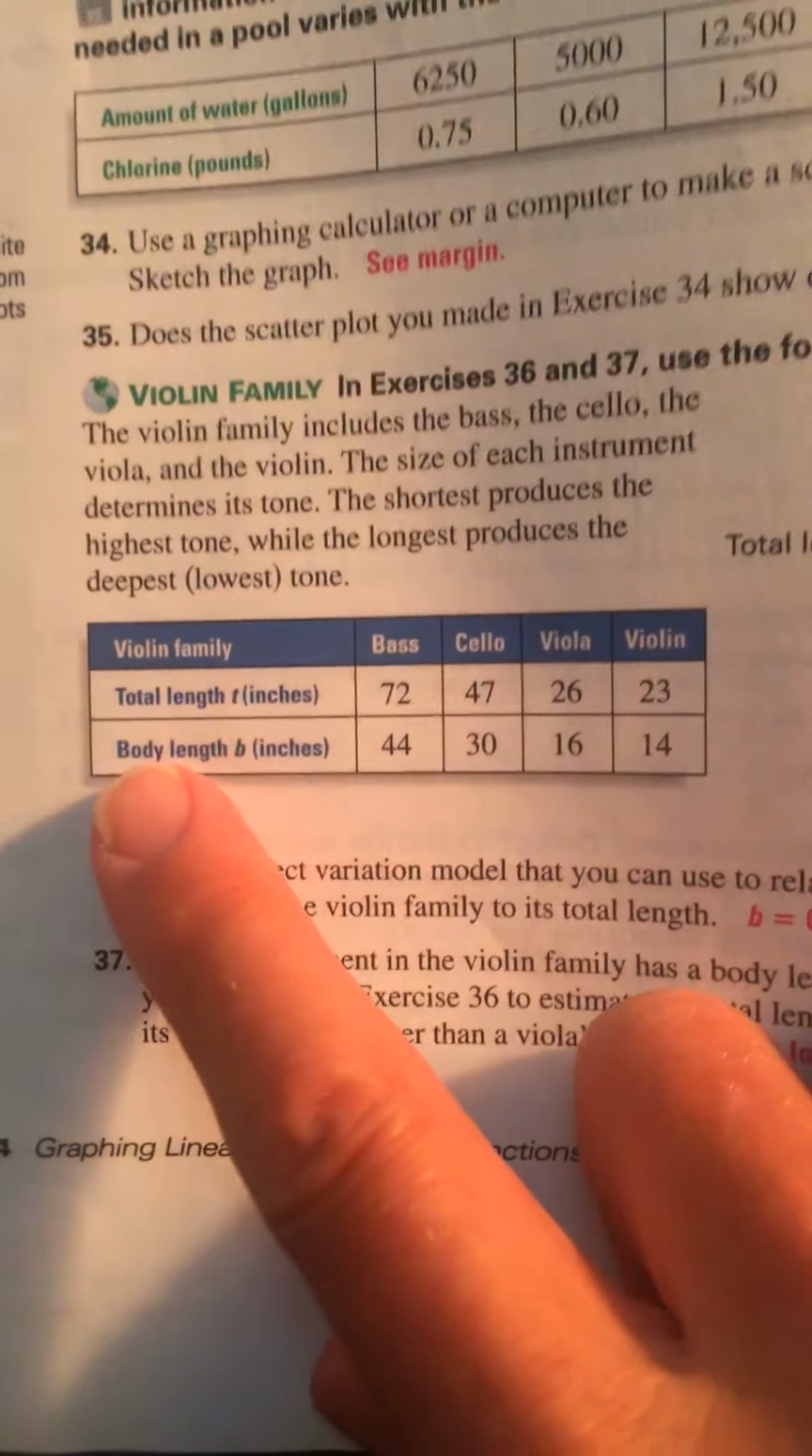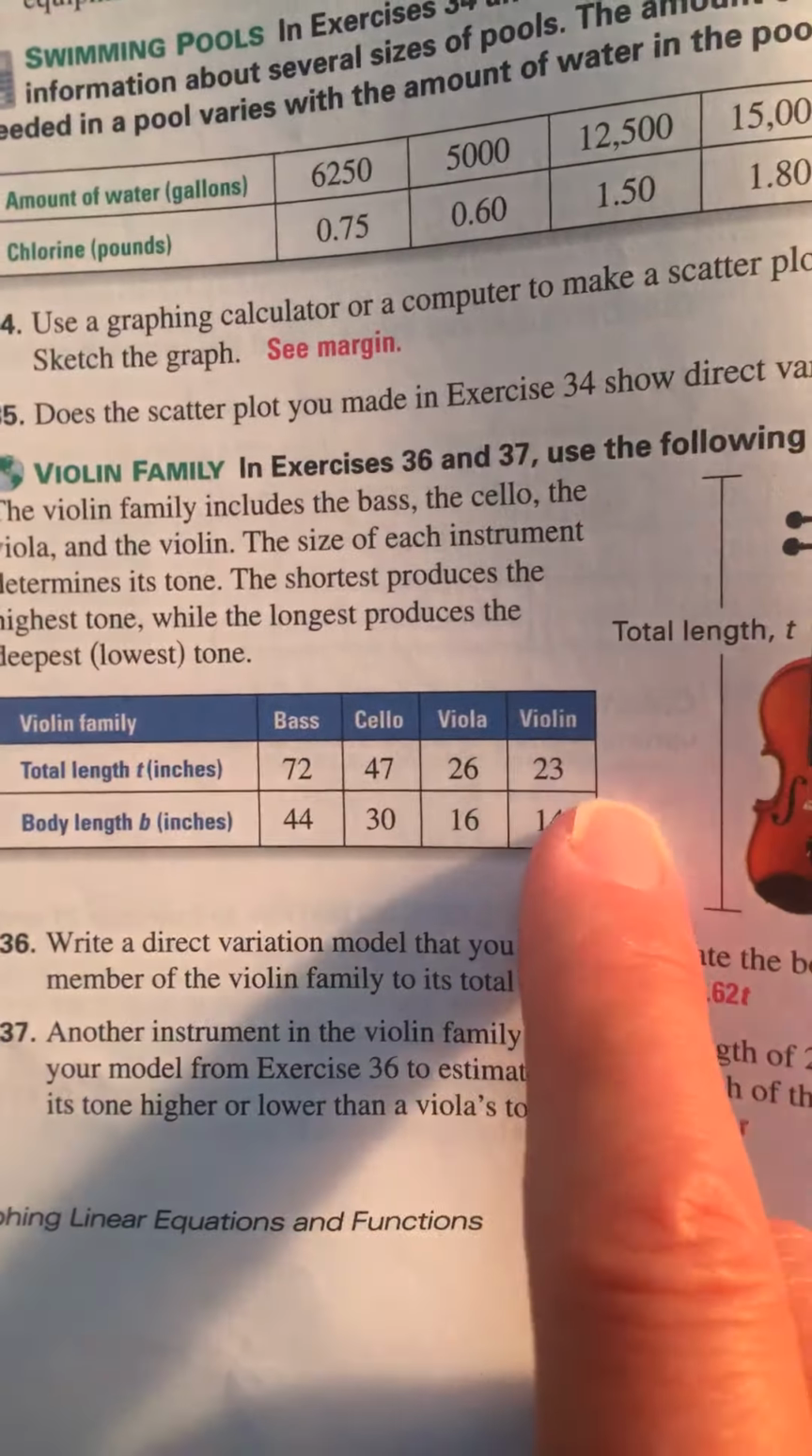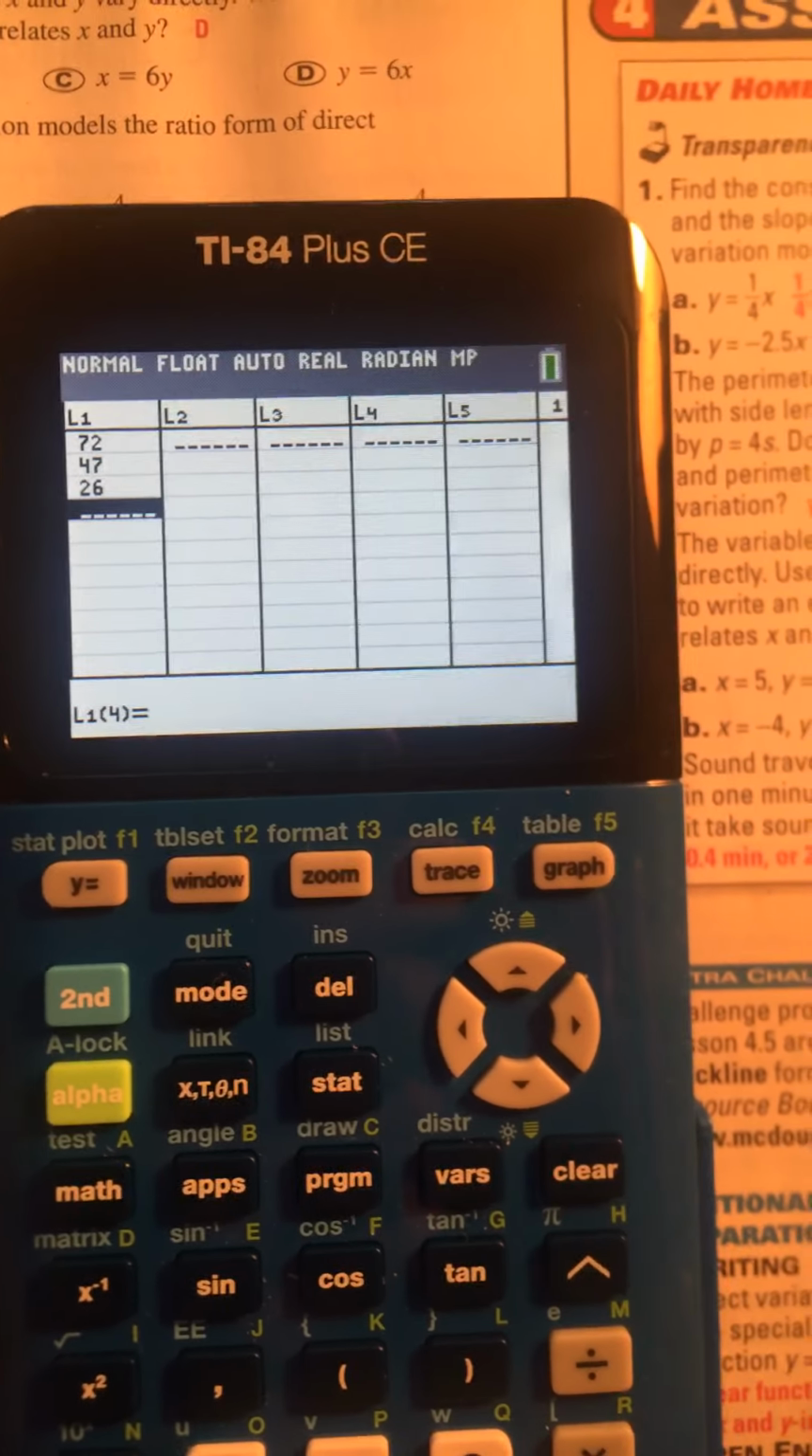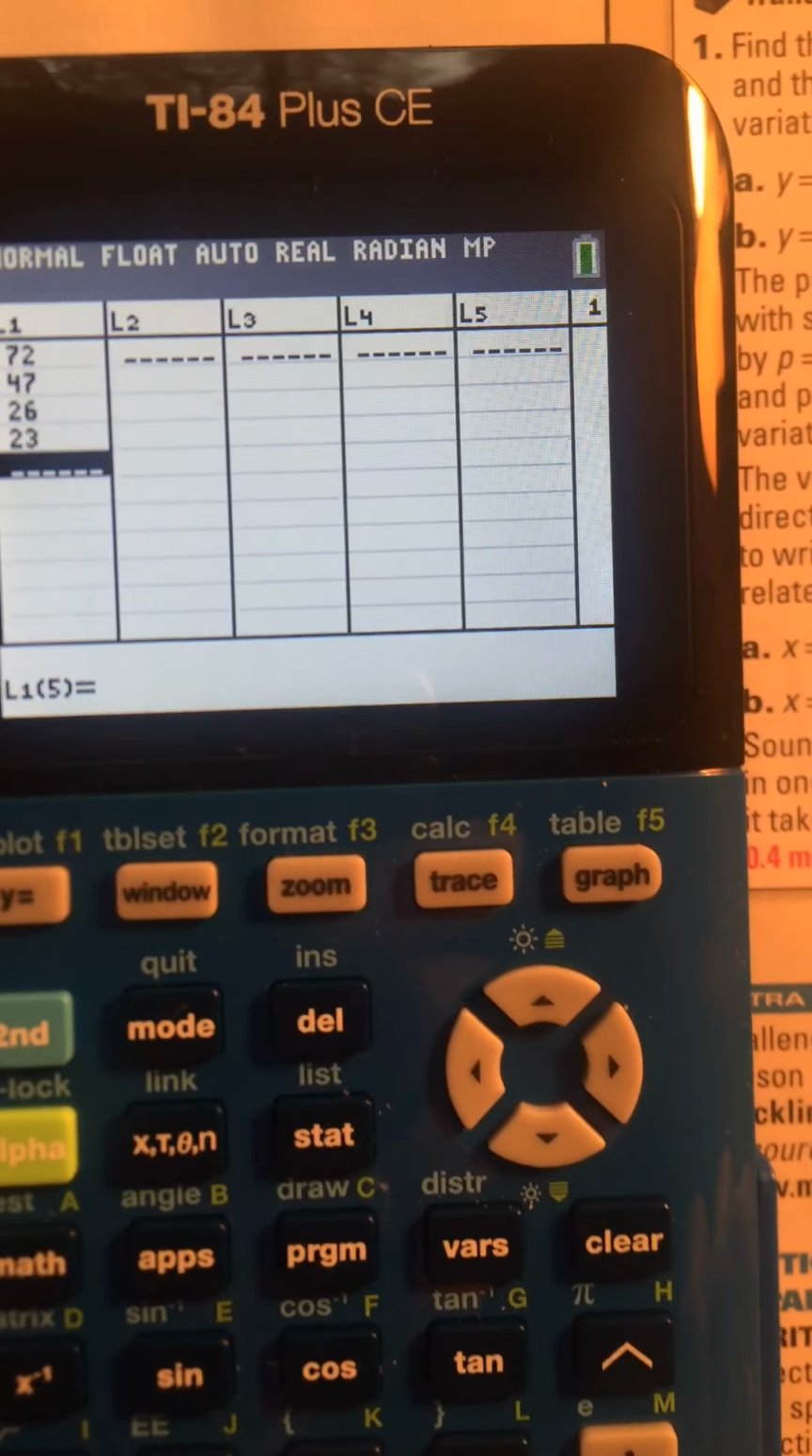I'm going to make the first column my x's, so I'm going to put those numbers in first. So I'm going to use my arrows and go back over here. And my numbers are 72, and it starts it down here, and then when you put enter, it pops it up there. 47, 26, 23. Those are my numbers. Ta-da!